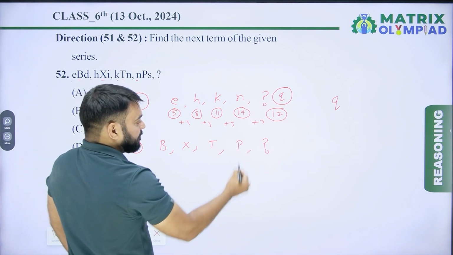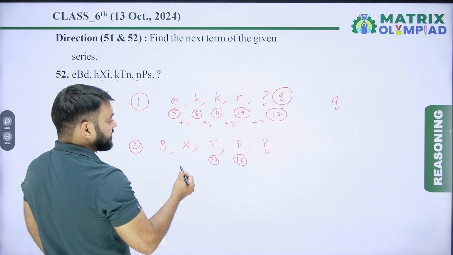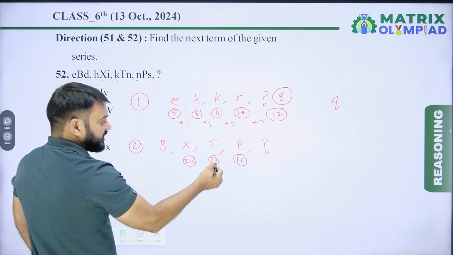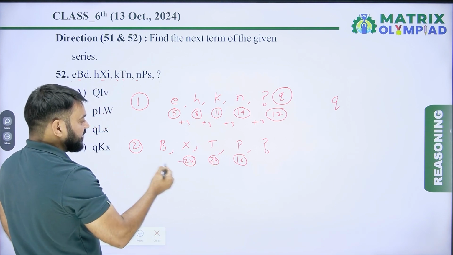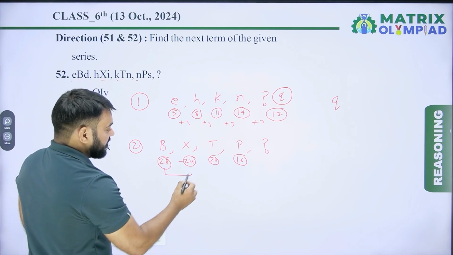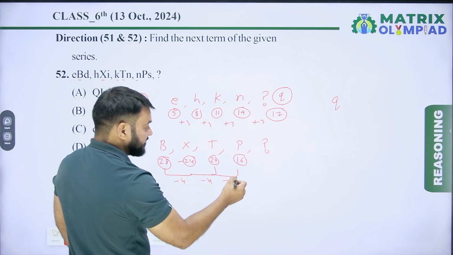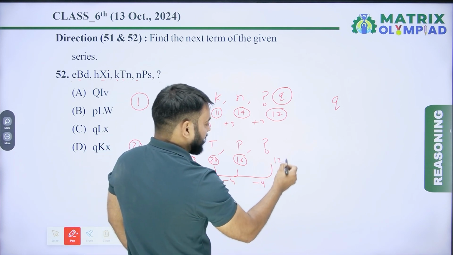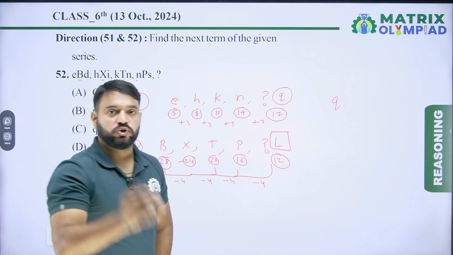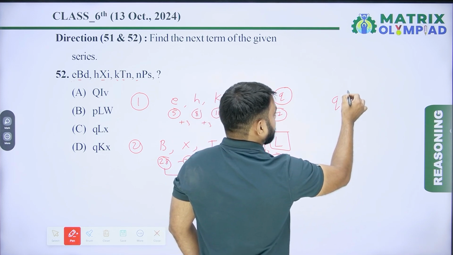So the place value of P is 16. Place value of T is 20. Place value of X is 24. Similarly, 16 to 20, now 20 to 24. Similarly, the place value of B is also 28. So the pattern is 28 minus 4, it means 24. 24 minus 4, it means 20. Now 20 minus 4, it means 16. Similarly, 16 minus 4, it means 12. So here the missing alphabet is L, because the place value of L is 12 in the English alphabet. So the second alphabet of the missing term is capital L.